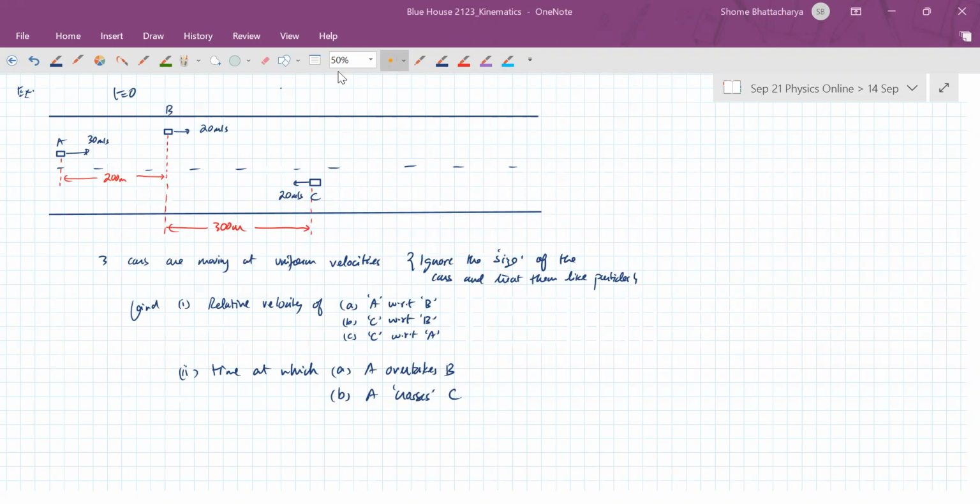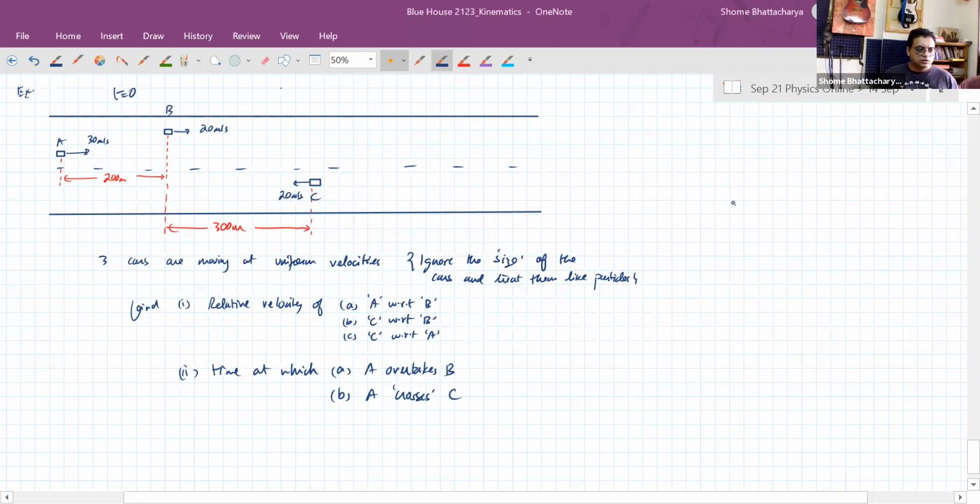So I'm just putting up the answers first of all for this. Then if required, we'll discuss any of these. So the velocity of A with respect to B will be plus 10. And that is why you will see that the time that it takes for A to overtake, let's say T1, will be the relative displacement that A has to make divided by the velocity. So it has to cover 200 meters at a relative velocity of 10, so it should be 20 seconds.